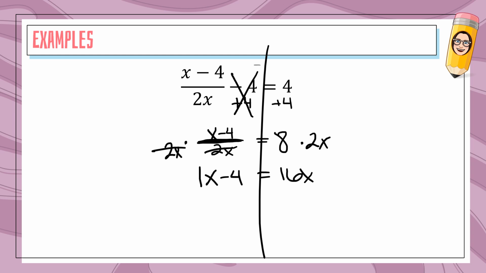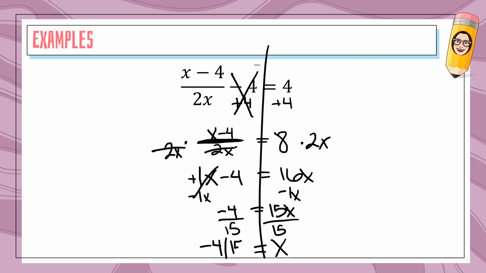All right, well, I can't add 4. That doesn't work. I'm kind of using process of elimination. I have to kick the 1x over. Instead of a positive 1x, we're going to minus 1x. -4 and a 15. Okay. Instead of times 15, let's divide 15. Now 4 does not divide by 15. And so I've got this crazy fraction, -4/15.